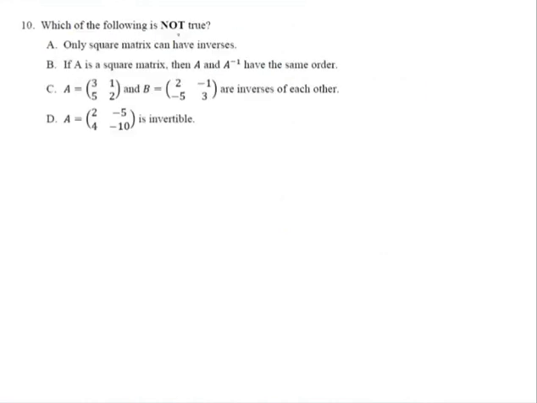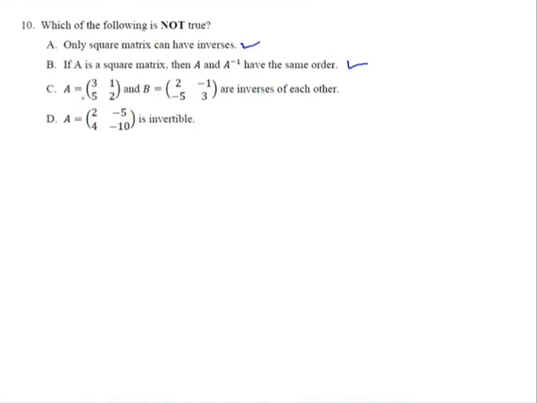Which one of the following is not true? A: only square matrices can have inverses. ይሄ true statement ነው. inverse እንዲኖረው ግዴታ ማትሪክሱ ስኩዌር መሆን አለበት. ነን ስኩዌር ማትሪክስ ኢንቨርስ የላቸውም ማለት ነው በሌላ አባባል. So A is true. B: if A is a square matrix, then A and A inverse have the same order. Yes, square matrix ከሆነ ኢንቨርሱና ማትሪክሱ the same order ነው ሊኖራቸው የሚገባው.